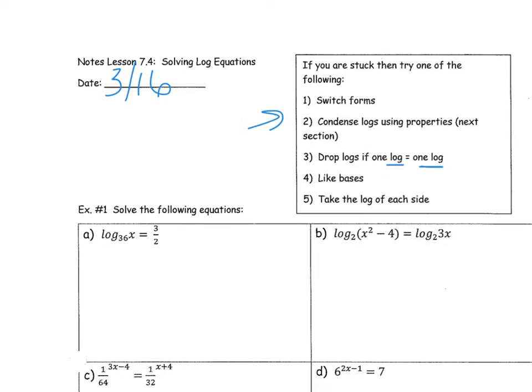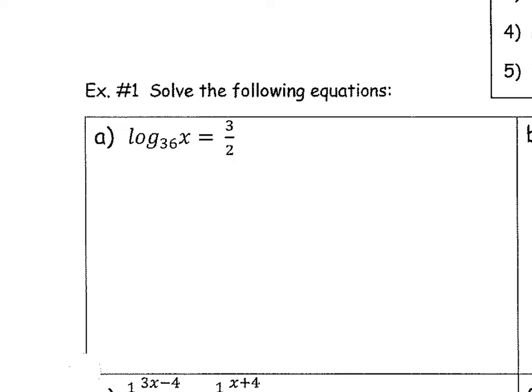So let's go to example 1. Log base 36 of x equals 3 over 2. The first step I would say is I'm stuck, so I would switch forms. So the base, if you remember, is 36. You go all the way across the equal sign to get the exponent, and then you set that equal to the other number, which happens to be x. So if you notice, x equals 36 to the 3/2.